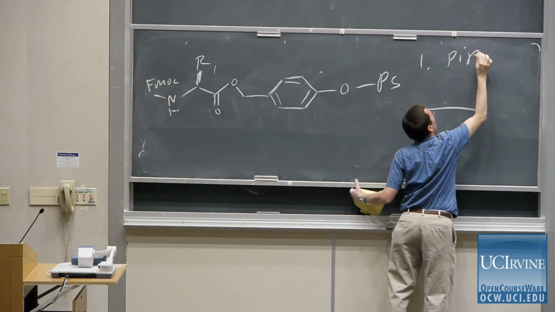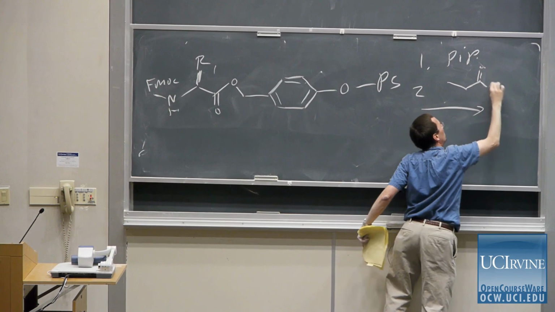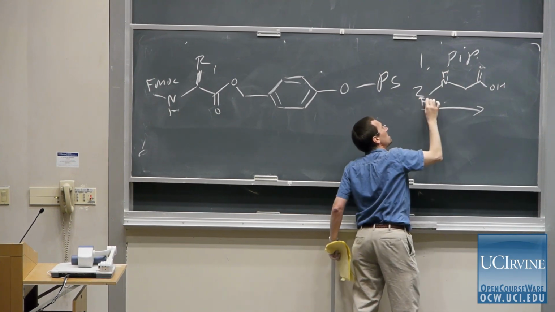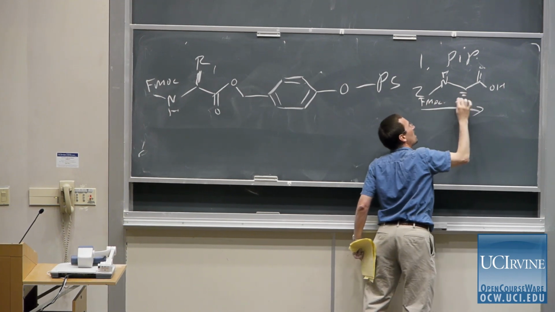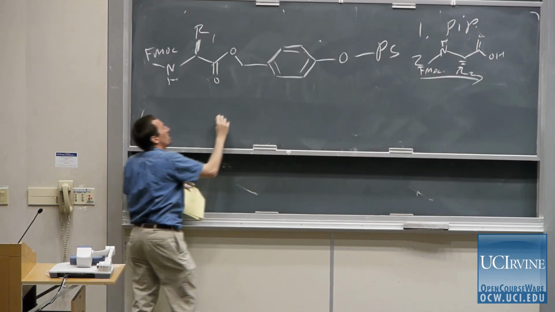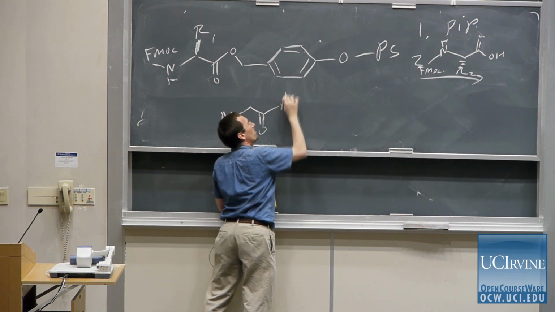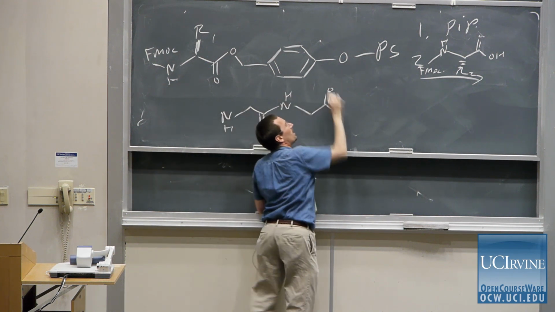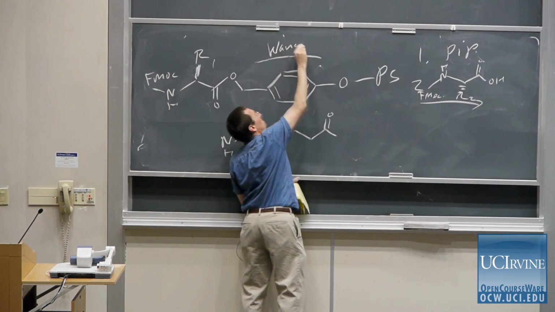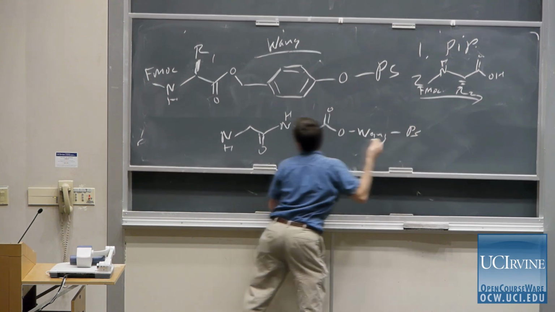I'll just abbreviate that as PIP. And then we couple. As I said, typically nowadays people don't use DCC, but I will write DCC. So here's our Fmoc protected second amino acid, R2. And so now you build and build and build. And this linker here is called a Wang linker. And so I will write O-Wang-PS.